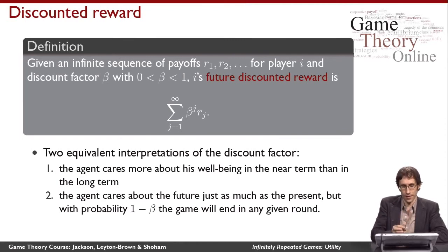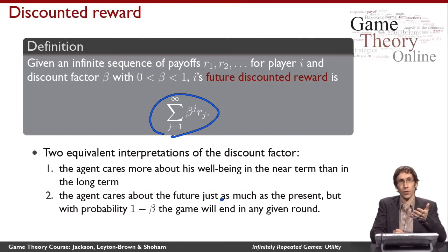And what that means is that here we'd be talking about my expected reward in the game, because there's a beta chance that I'll go to the next round. There's a beta squared chance that I'm going to go 2 rounds forward. There's a beta cubed chance I'm going to go 3 rounds forward, and so on. So that means my expected utility in this game would just be this same formula.